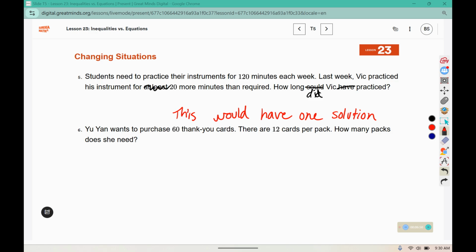Yu-Yan wants to purchase 60 thank you cards. There are 12 cards per pack. How many packs does she need? That has one possible answer, but if we change it to say she wants to purchase 60 or more thank you cards, how many packs does she need to purchase? Then there's a range. She could purchase this much or extra.